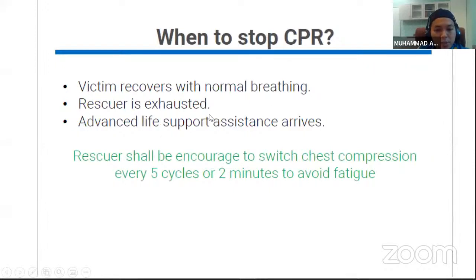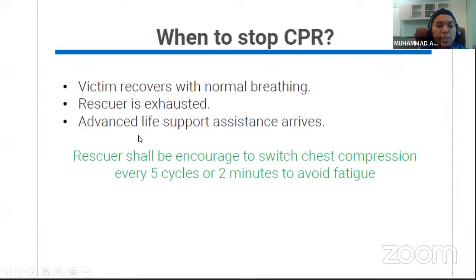Rescuer is exhausted and you are alone. Or there are only two of you, no one else is coming, and both are very tired and can't continue. Okay, so you have to stop. Advanced life support assistance arrives. For example, someone more skilled arrives, like the MO, who helps start by placing the pads and then takes over.